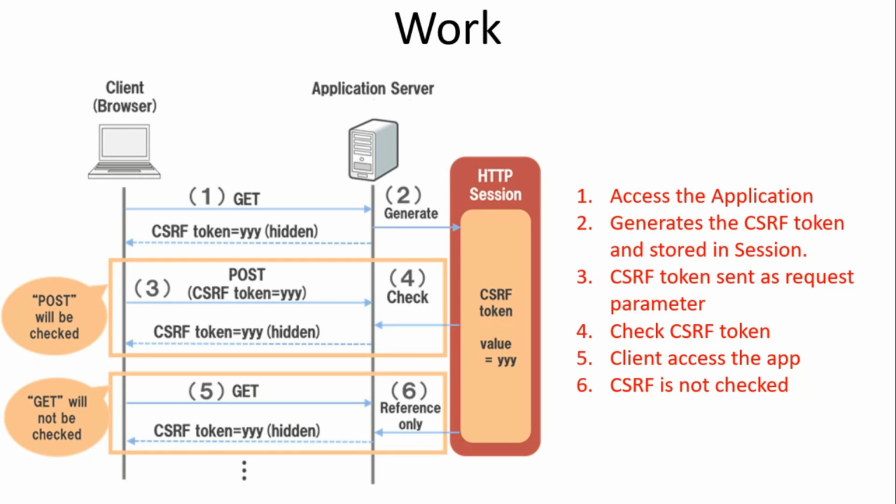So just to give you a quick recap. First of all, access the application. Second, generate a CSRF token and store it in the session value. Third step, the CSRF token is sent as a request parameter. Fourth step is the most important step, where they check whether the CSRF token value is valid or not. If it is not valid, then the CSRF attack will not work. Otherwise, the fifth step will be performed: the client or attacker can access the application. And sixth step, if the CSRF token is not validated, then it will perform the activity.